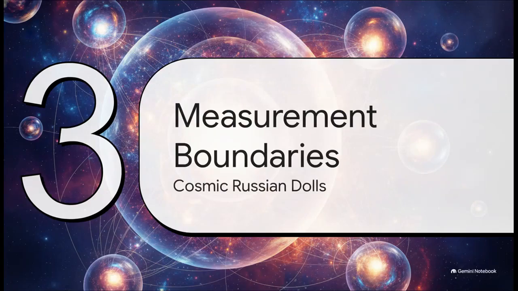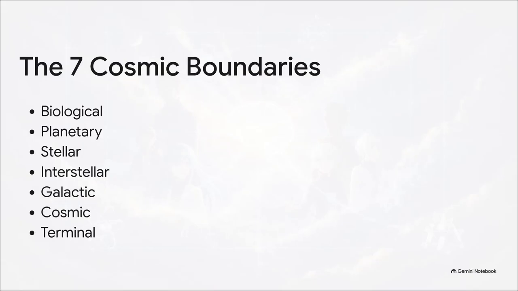Section 3. The 7 measurement boundaries. Think of these as cosmic Russian dolls. Let's walk through these 7 nested boundaries. They act exactly like cosmic camera shutters, locking in frames of reality. We start at the biological boundary. Again, that's you, the pilot. Then it steps up a level to the planetary boundary, then the stellar, the interstellar, the galactic, the cosmic boundary, which is actually the cosmic microwave background, and finally, the terminal reflection out at the very edge of the singularity.